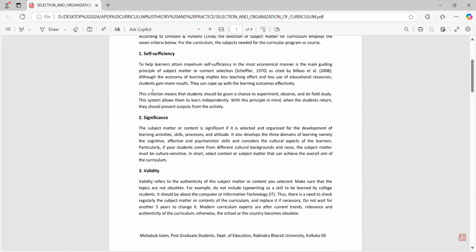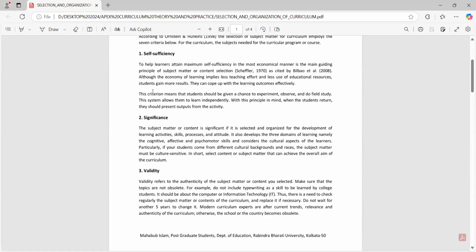So we'll go to the significance as the second criteria out of the 7 criteria in the theoretical framework of selecting the content or the subject matter. I will get one of you to read the second paragraph, significance, and then explain it. Who will read? Shall I read, madam? Yes, please.